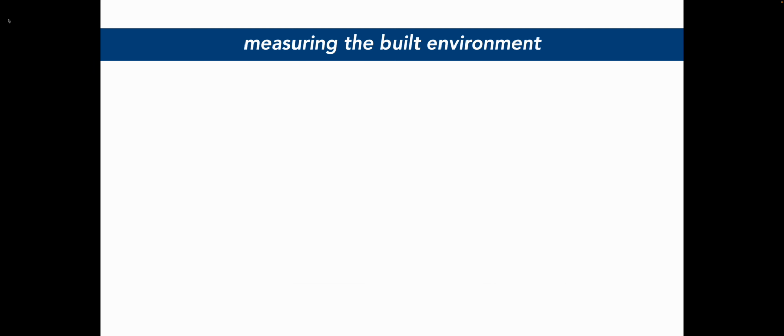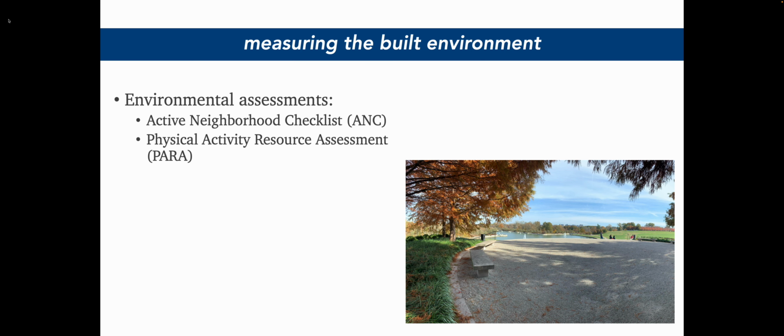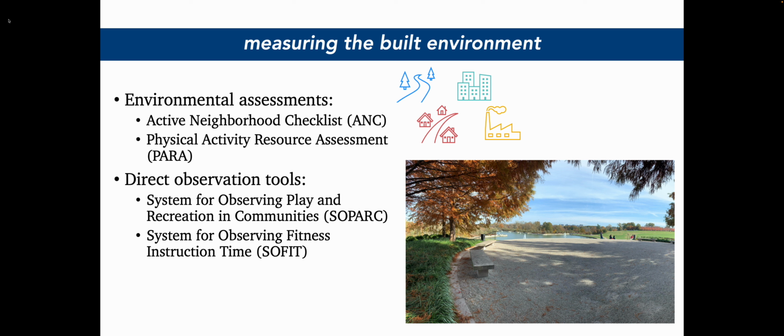This training will provide guidance on 4 methods to measure the built environment. Each has its own strengths and weaknesses and will give you different information. 2 are environmental assessments, where you look at the qualities or characteristics of an area to gauge facilitators and barriers to activity. 2 more are direct observation tools, where data collectors will observe what people are actually doing in a particular environment. Based on your project goals, you may decide to use more than one of these methods to get a full picture of how the environment impacts physical activity and health.